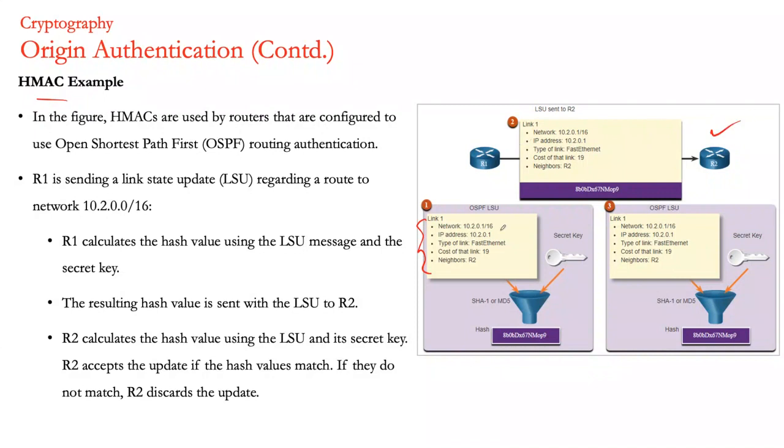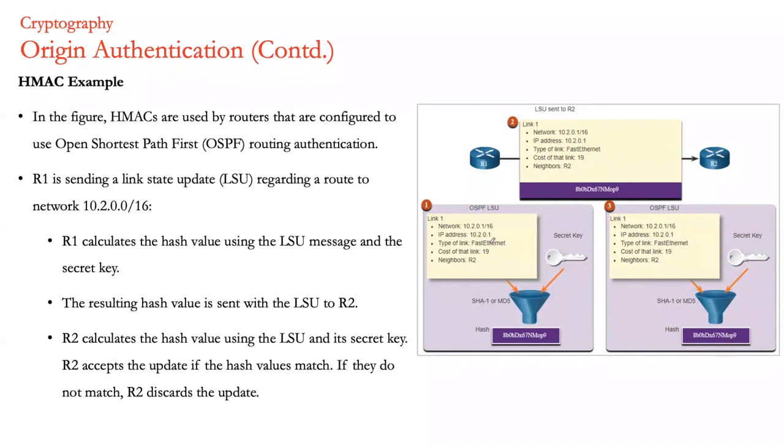Along with that message, router 2's secret key is given as an input, and it will generate one hash value. This hash value is concatenated with the message and sent to router 2. Upon receipt, router 2 separates the plain text from the hash, and the plain text and its secret key are given as input. If both match, that means this routing information was not changed by any attackers. If not matching, that means some attacker changed this routing information.